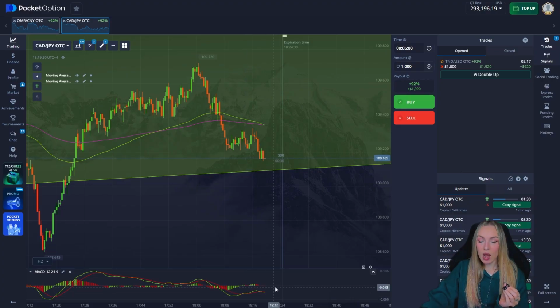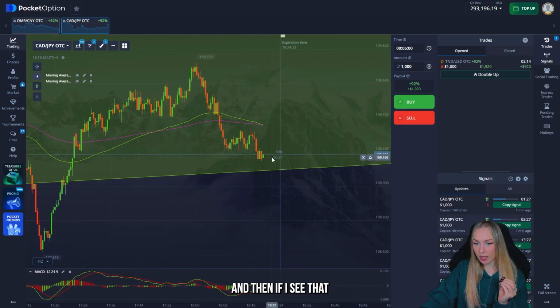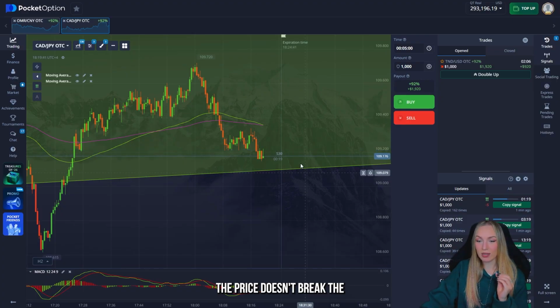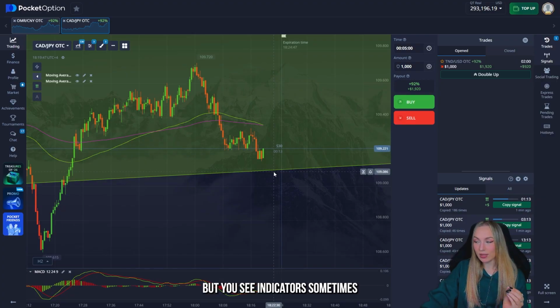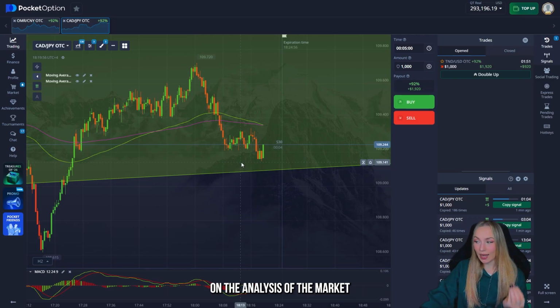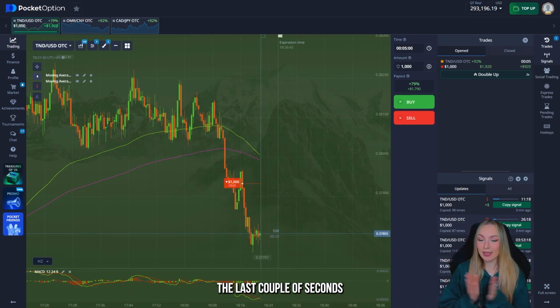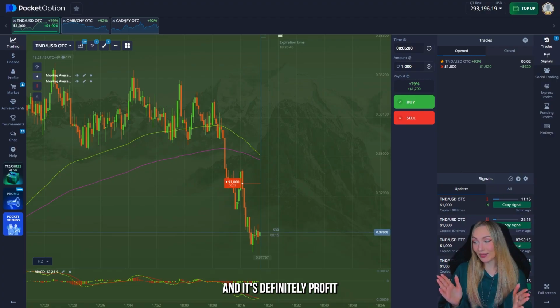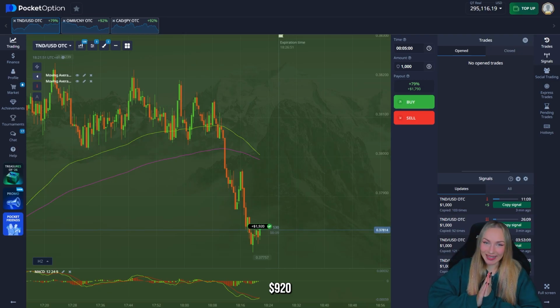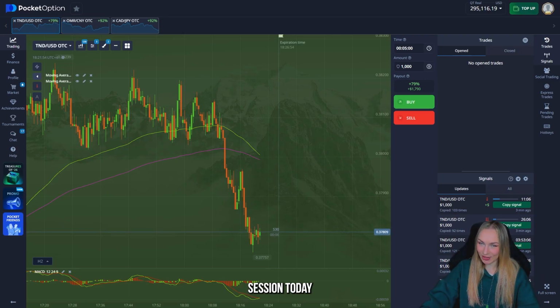A bad signal to enter this trade. I would wait a little bit more, and if I see that the price really started to go up, and if my MACD confirms and the price doesn't break the support line, then I would enter. But you see, indicators are sometimes just there for us to confirm what we see in our analysis of the market. The last couple of seconds, and it's definitely profit. Here it goes, $920. Amazing start of my trading session today.